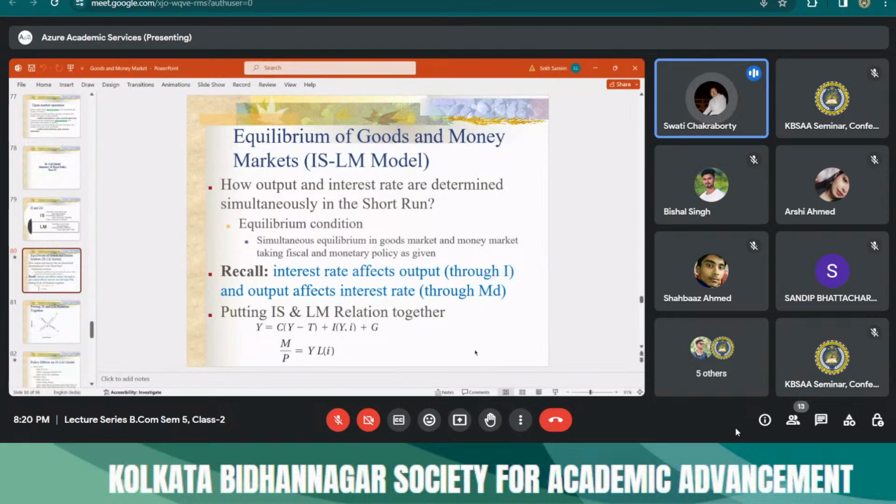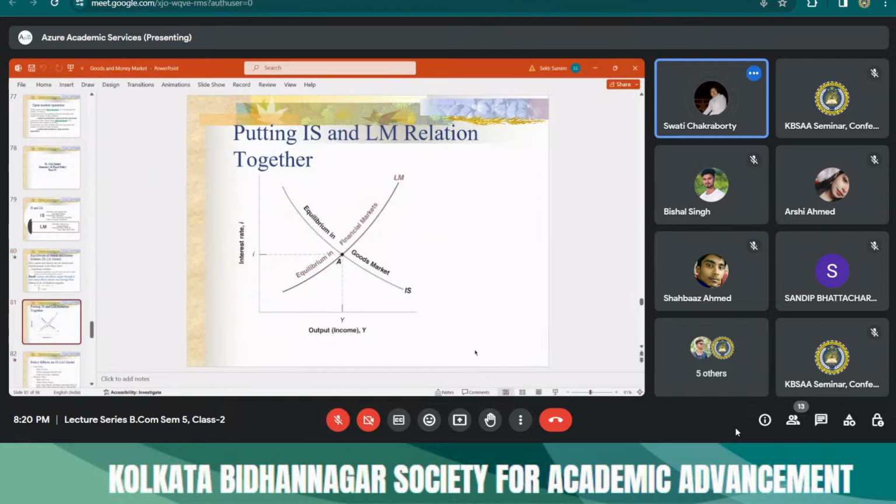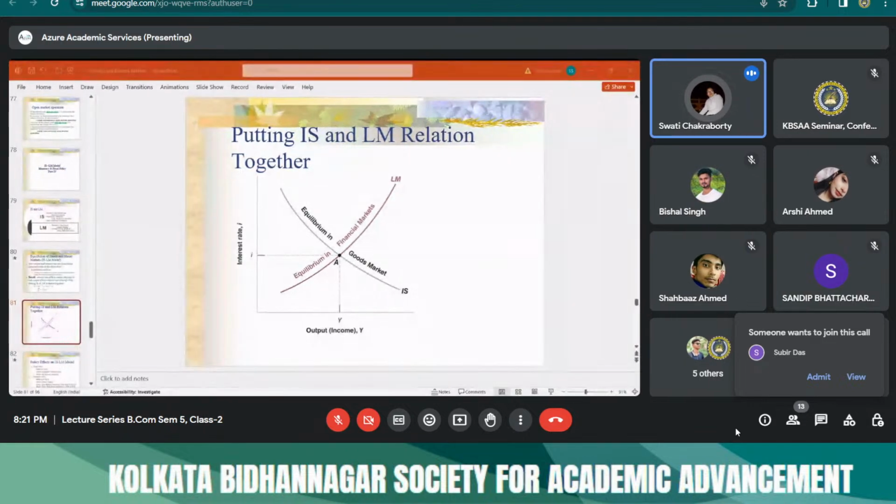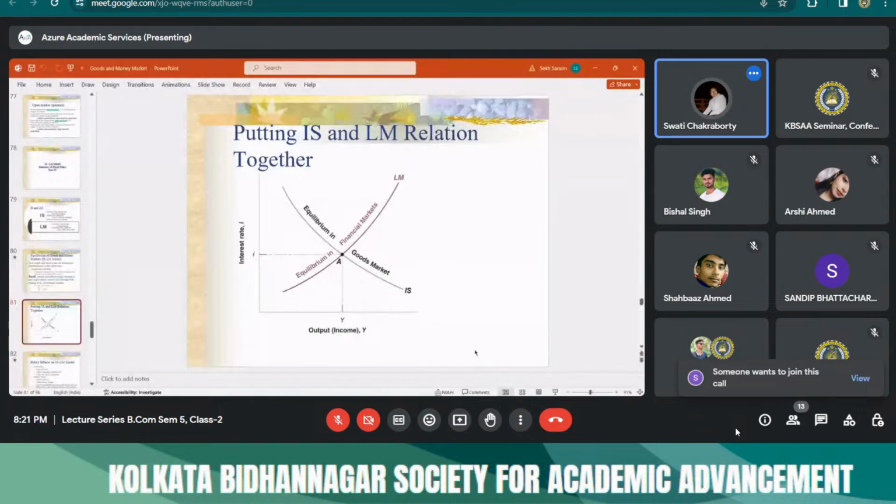Now, if we put both the IS and LM relations together: from the IS relation, we have Y equal to C(Y minus T) plus I, which is a function of Y and i, plus G. And from the money market, the real money supply, M by P, is equal to money demand, Y L(i). If we put both together, we get the equilibrium condition in the IS-LM model, where the equilibrium point is point A, with the equilibrium level of output Y and the rate of interest i.